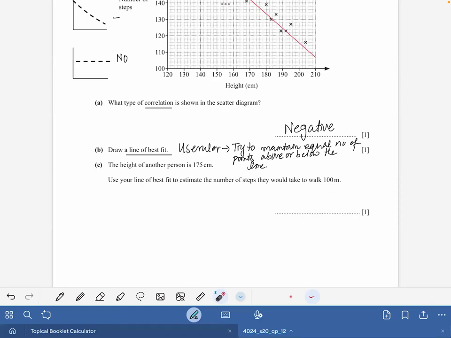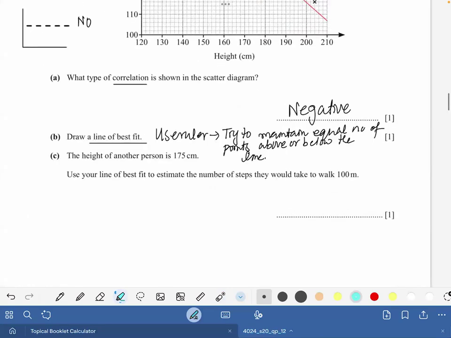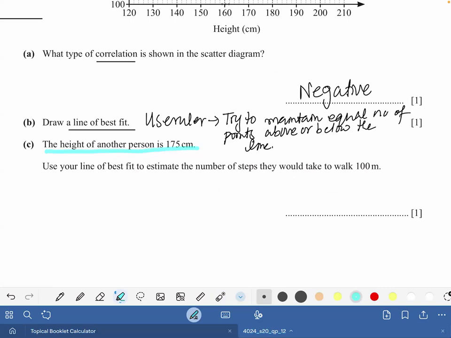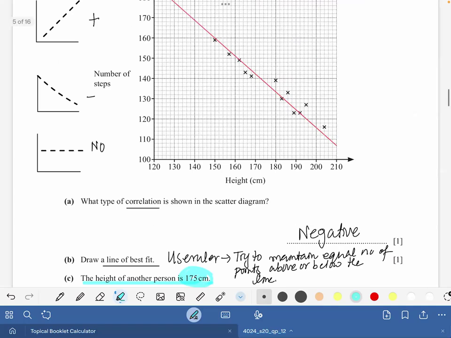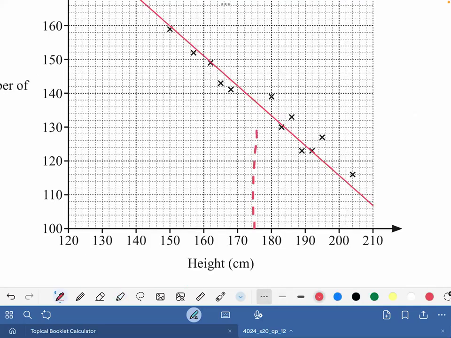And what would be the benefit of that? After this, the examiner will ask you a question: the height of another person is 175, use your line of best fit. My line of best fit can be different, your line of best fit can be different. The estimate is close to reality, not the exact number of seconds they would take to walk 100 meters. Now 175 is on the x-axis, so I hit 175 with the line of best fit, and I can see my answer over here.